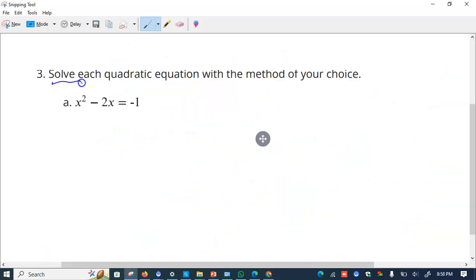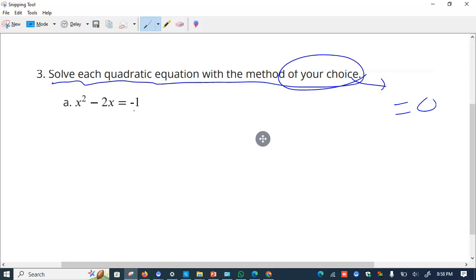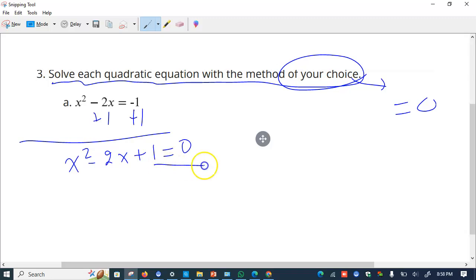Okay, solve a quadratic equation with your choice of method. So you can use your own method. I try to get a 0 on the right side, so the best thing is to add 1 to both sides like this. So you get x squared minus 2x plus 1 equals 0. And you can use the quadratic factoring method. Since we are working on the quadratic formula, you can also see this is already a perfect square.